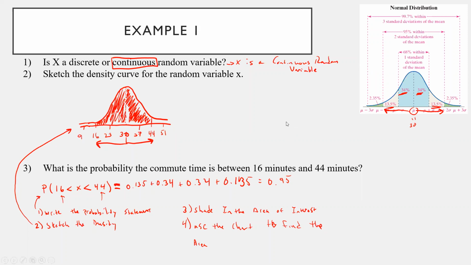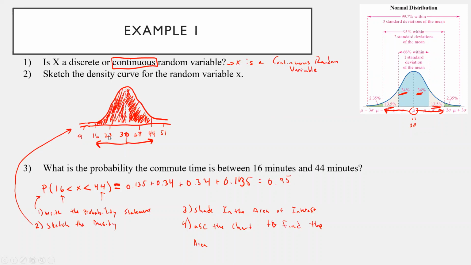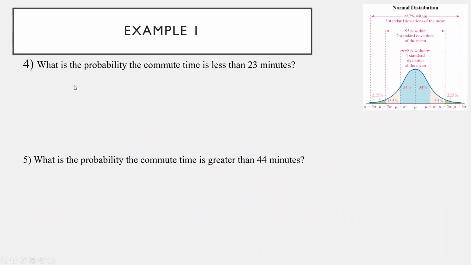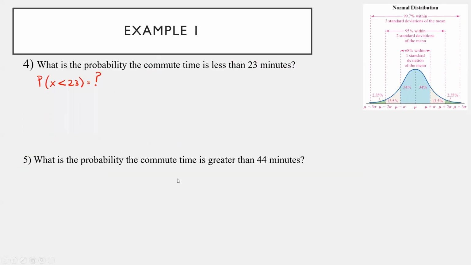All right, let's do 2 more questions as a follow-up to this. What is the probability that the commute time of the student is less than 23 minutes? So it's the probability that the commute time X is less than 23. First, we write the probability statement. We got it. Again, let's sketch the density curve. It's going to help us.